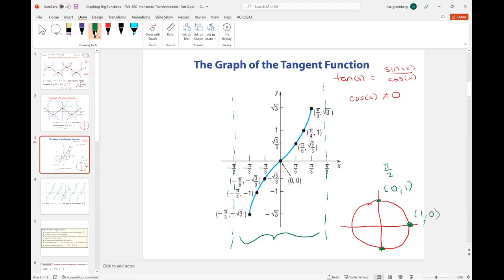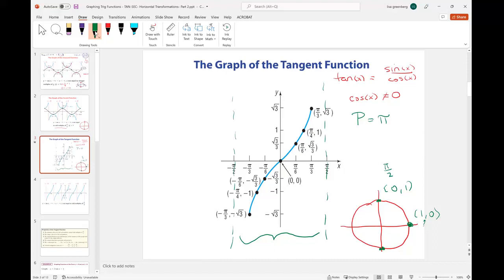So here you can see that from negative pi over 2 to pi over 2 is actually only 1 pi. So the period for tangent is just going to be pi, which is different than all the other functions, right? Because sine, cosine, secant, cosecant are really all based off of 2 pi. So tangent and cotangent have a period of pi. It repeats every pi.